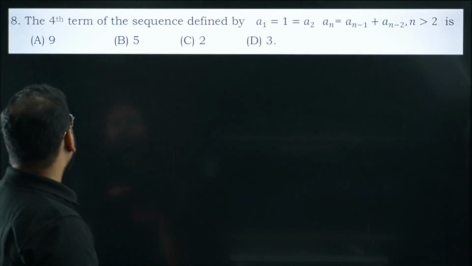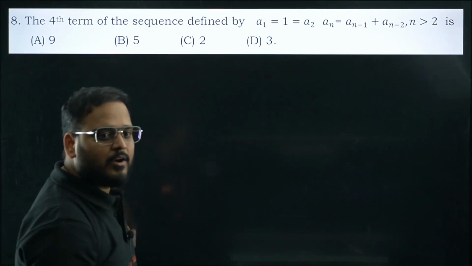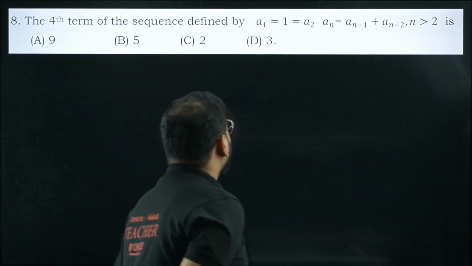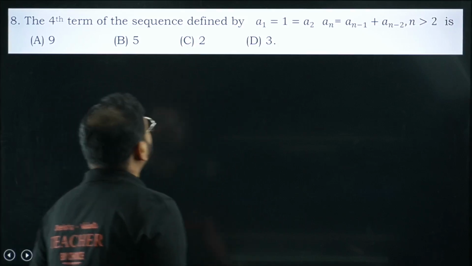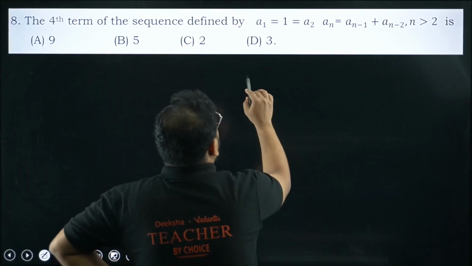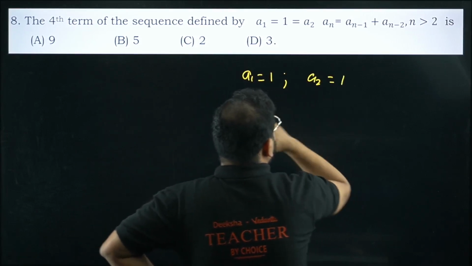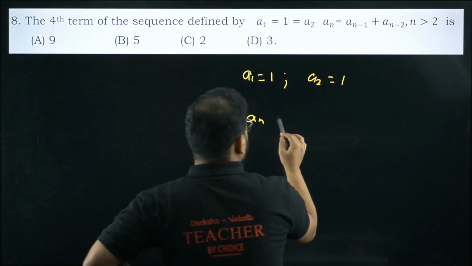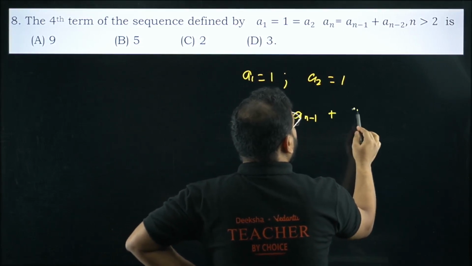Let's move on to question number 8. This is clear. 7 is clear. 8: the fourth term of the sequence defined by A1 is 1. They're saying A1 is 1. Also, A2 is 1. What else are they saying? The nth term formula is written in this way: a of n minus 1 plus a of n minus 2.